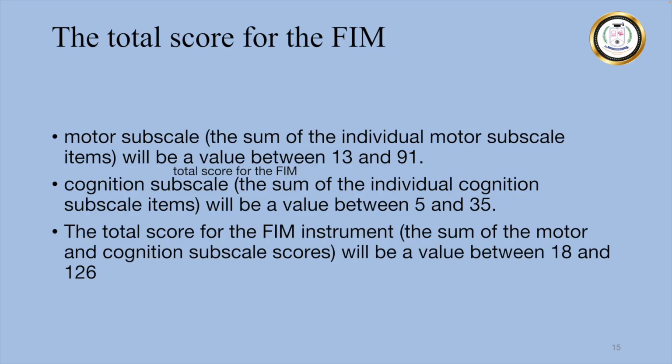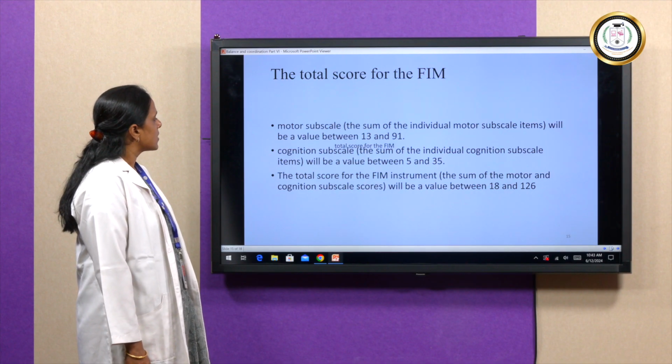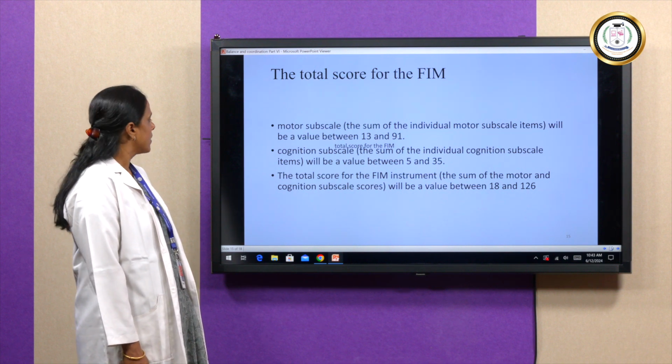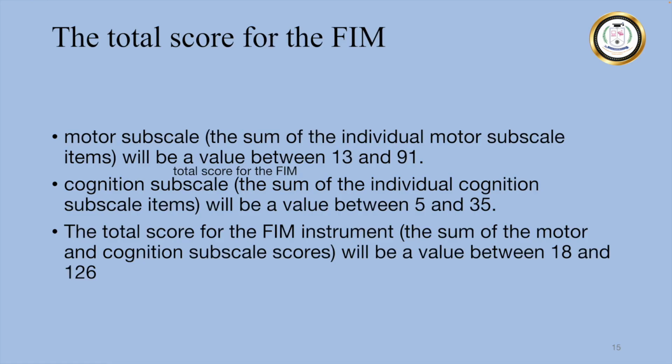Now the total score for FIM, the motor subscale, sum of individual motor subscale items will be valued between 13 and 91. Cognition subscale, the sum of the individual cognitive subscale items will be valued between 5 and 35. The total score of the FIM instrument, the motor and cognitive, will be valued between 18 and 126.